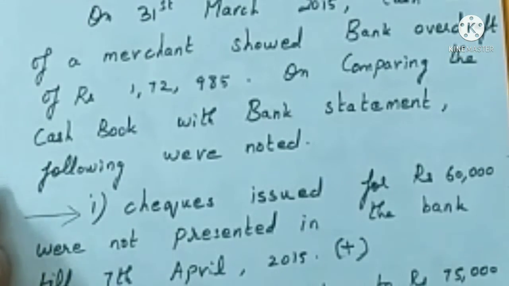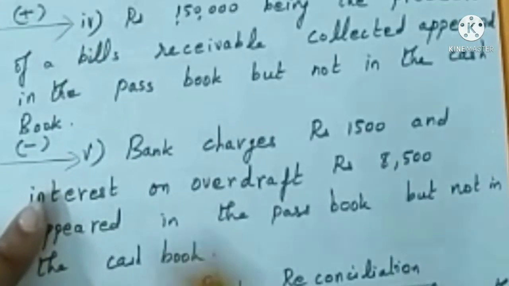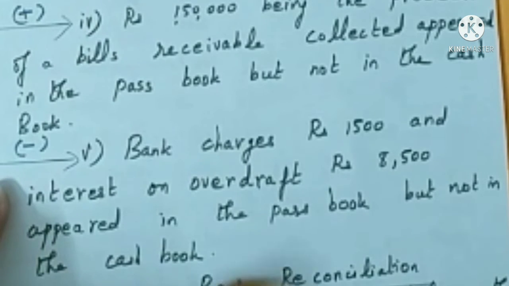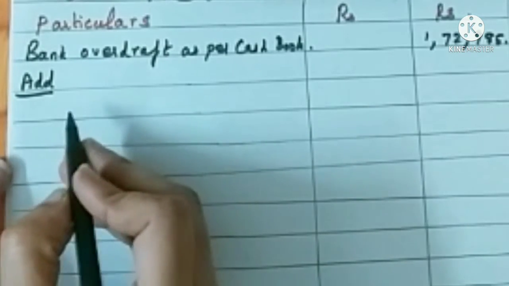Before preparing the BRS statement, first write what and all has to be added. So this first item has to be added, then next one has to be deducted, and the third item has to be deducted. And this has to be added and this has to be deducted. So after writing all this, you start preparing the bank reconciliation statement. So it will be, okay, let's add the following items.